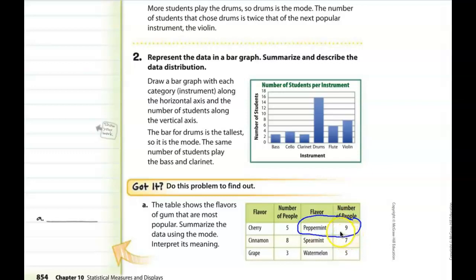Most people enjoyed peppermint, but we can also look and say, but there were 8 people that like cinnamon. So that is a very close second, and the fact that 7 people like spearmint means that it's really a close race. So it's not like the drums that were way more popular than the violin. It's pretty close in the middle, but the mode is peppermint. So most of the people said that they preferred peppermint more than cinnamon and spearmint.